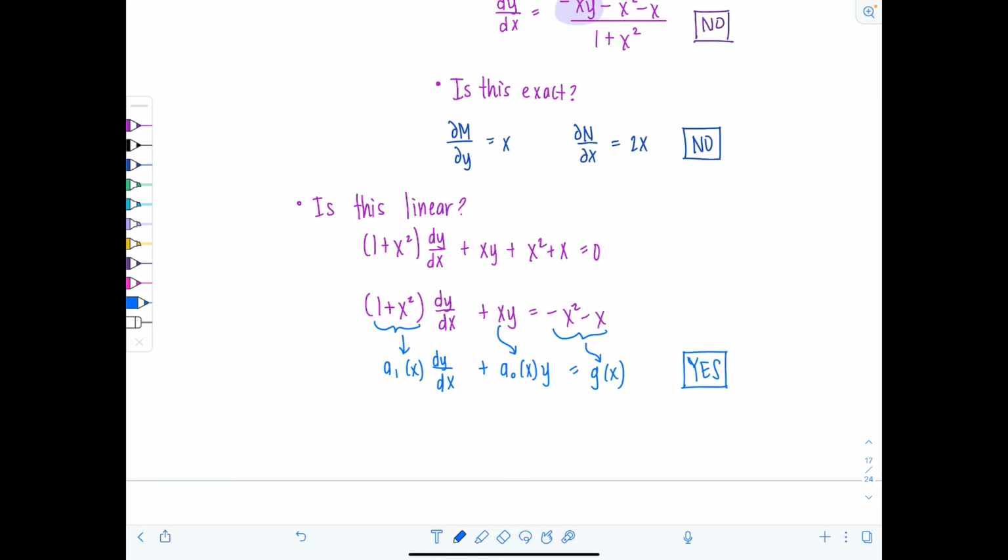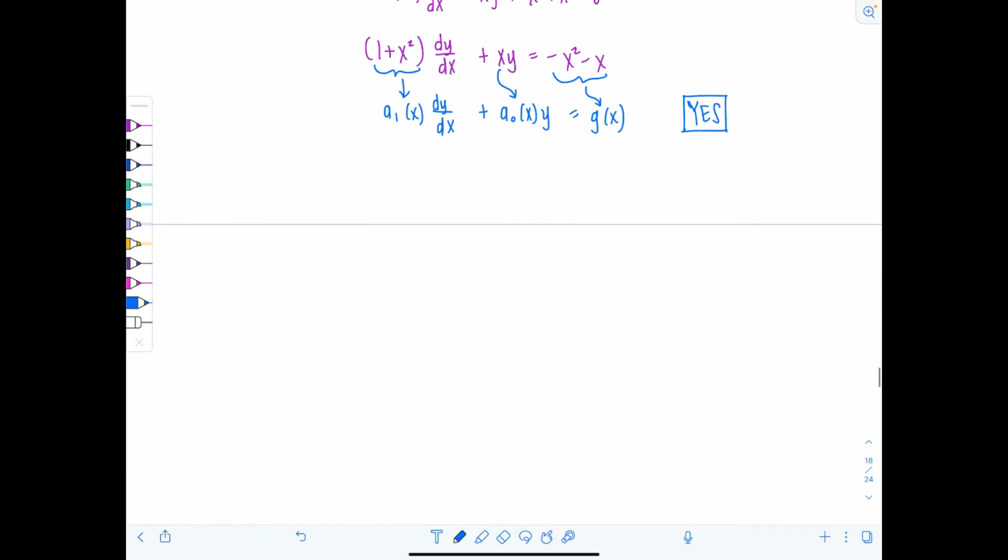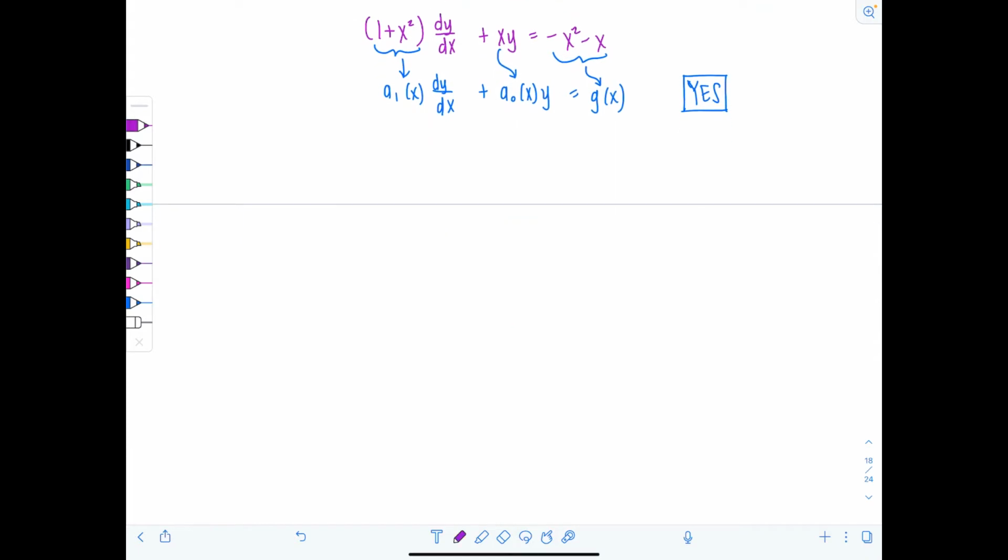So this form is not useful for solving. We want to write it in the standard form of a linear differential equation. So here, let's start the solution process. First, standard form. This you need to burn in your brain, okay? dy dx plus p of x times y is equal to some function of x.